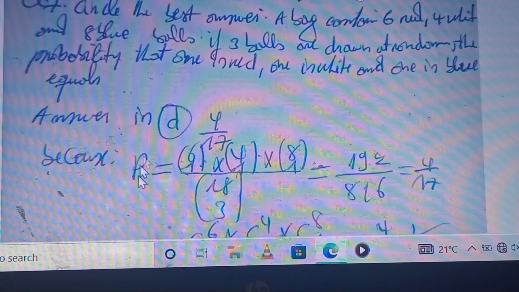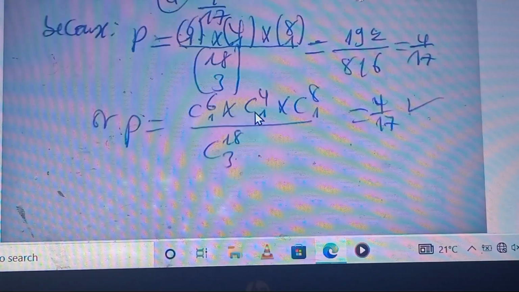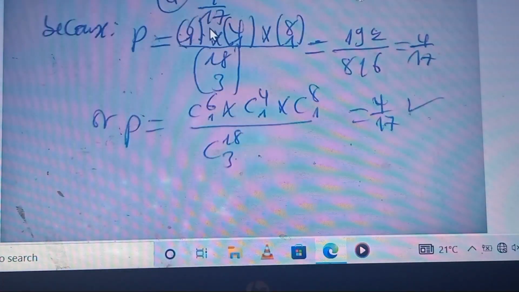Because, let me show you, the probability is equal to combination of 6 choose 1 times combination of 4 choose 1 times combination of 8 choose 1, then over combination of the total balls choose 3. That is what I say. You will get 192 over 816. Then when you simplify, you get 4 out of 17. That is the correct answer for question number 7. Yes, when you put that bracket, it means a combination.